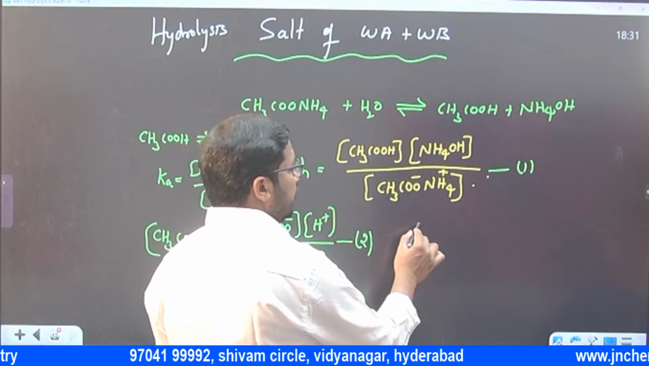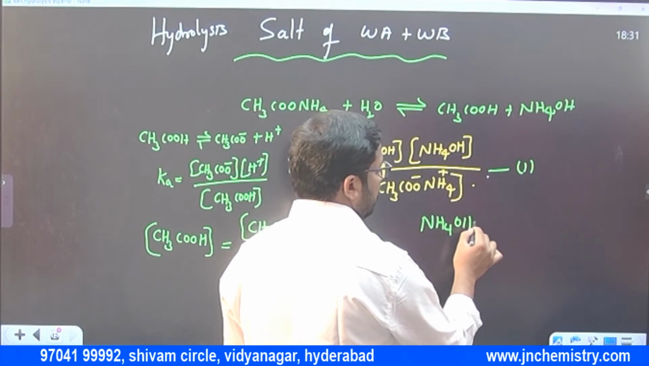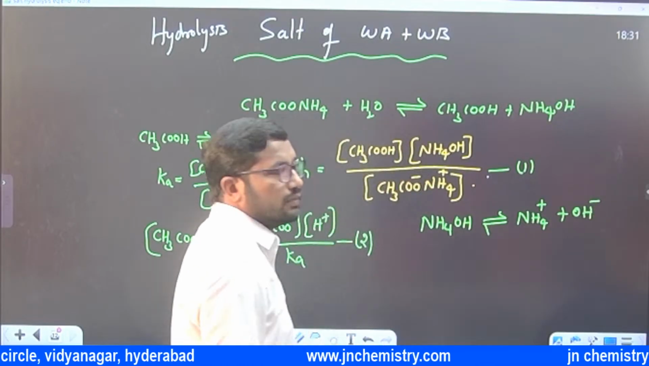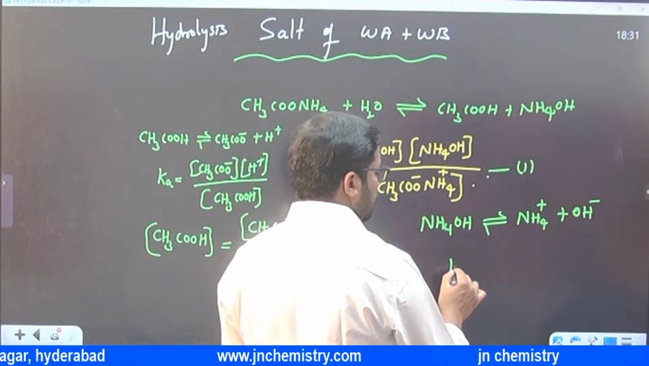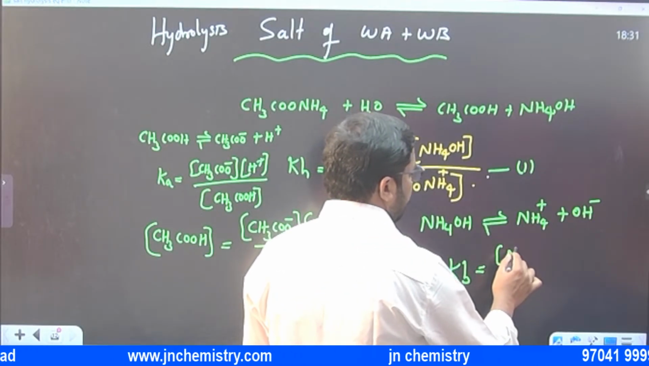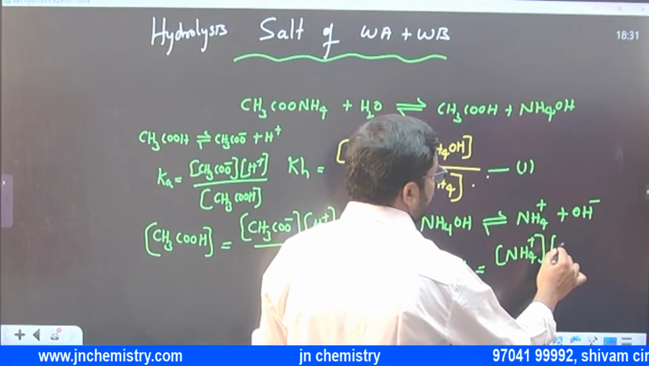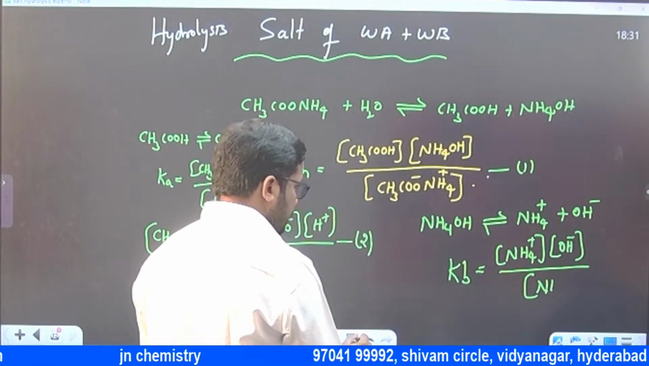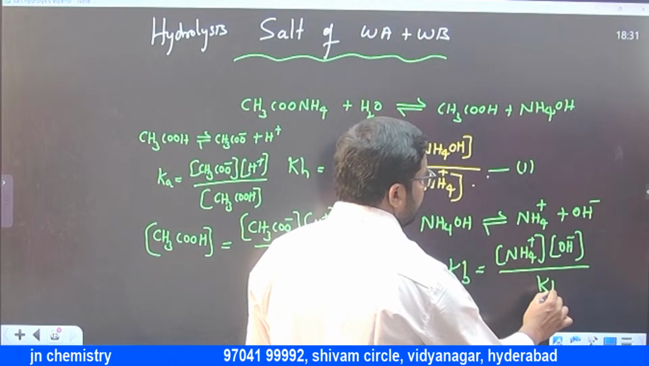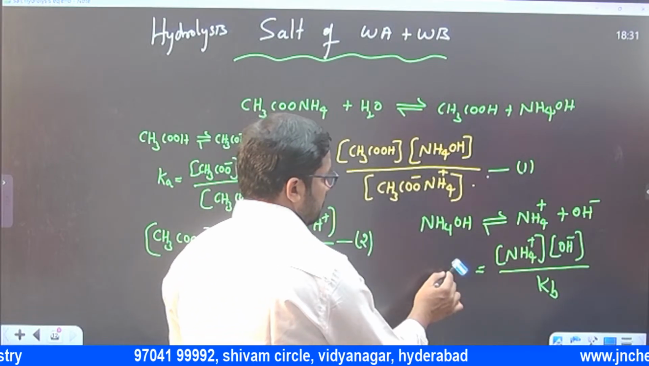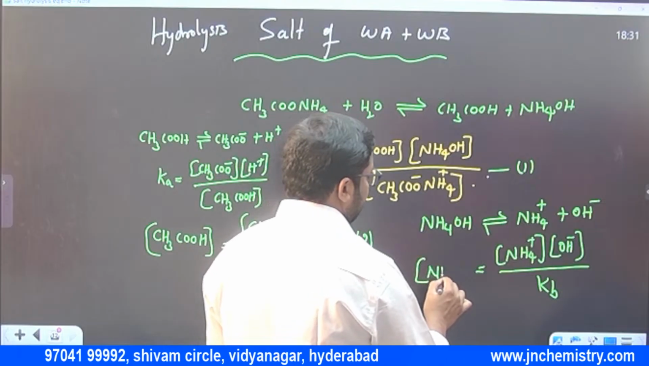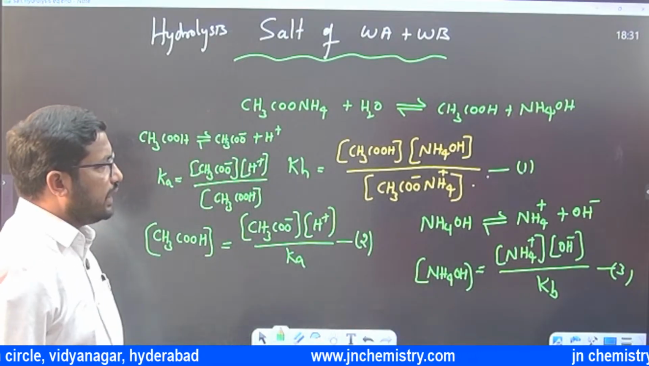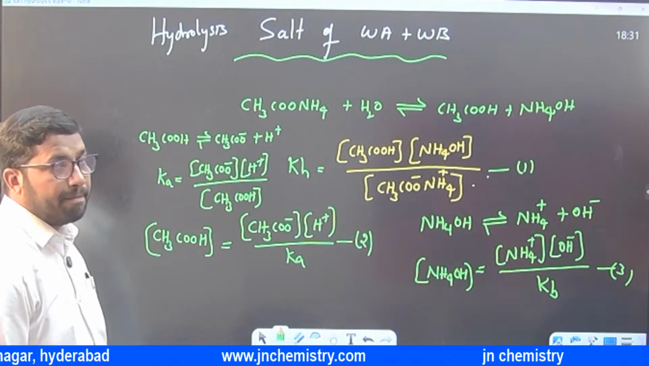NH4OH gives rise to NH4 plus and OH minus. Kb is NH4 plus concentration, OH minus ion concentration by NH4OH. Directly I am writing here. So here is Kb, I am writing the NH4OH. Can I write like this? This is equation number 3. Equation 2 and equation 3, which we can put in equation 1.